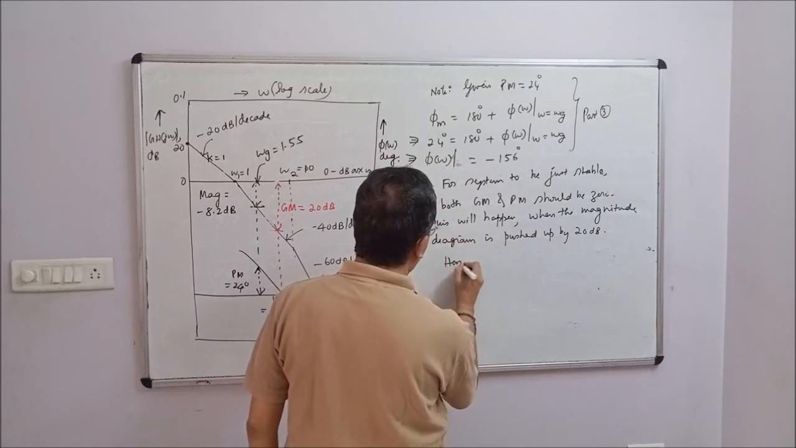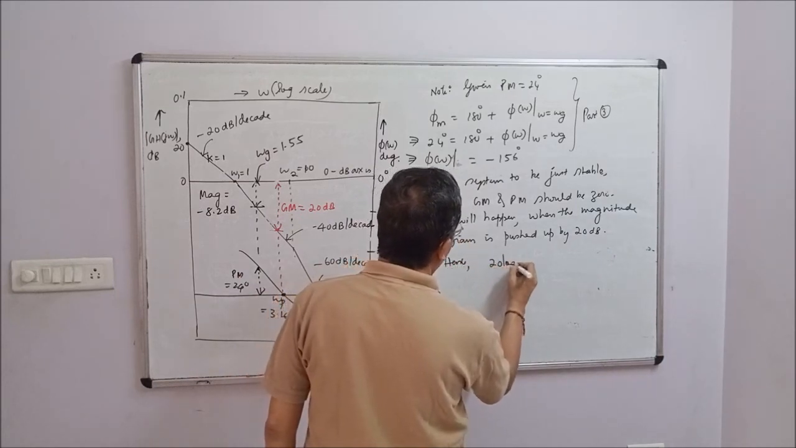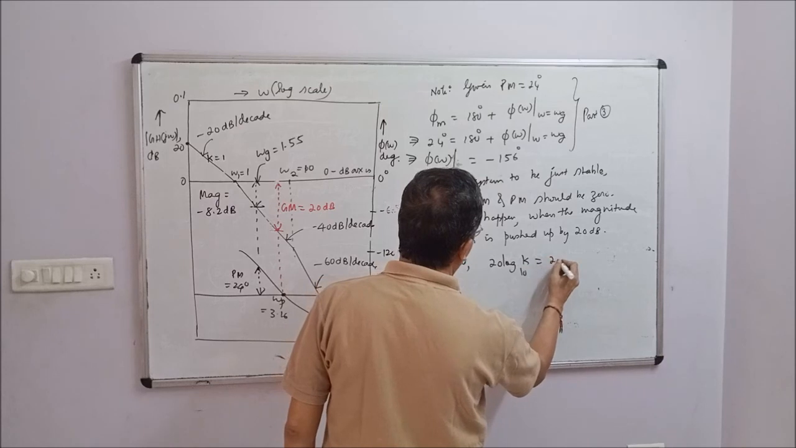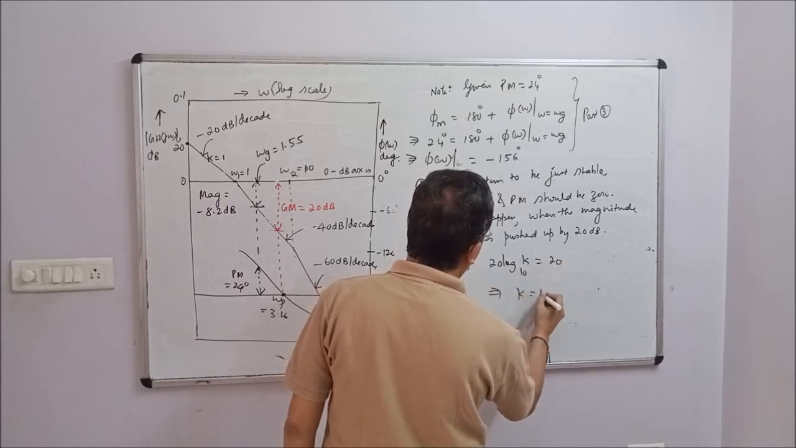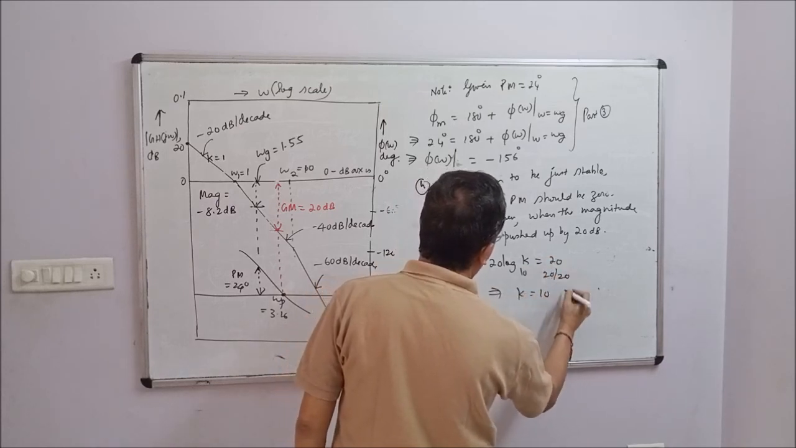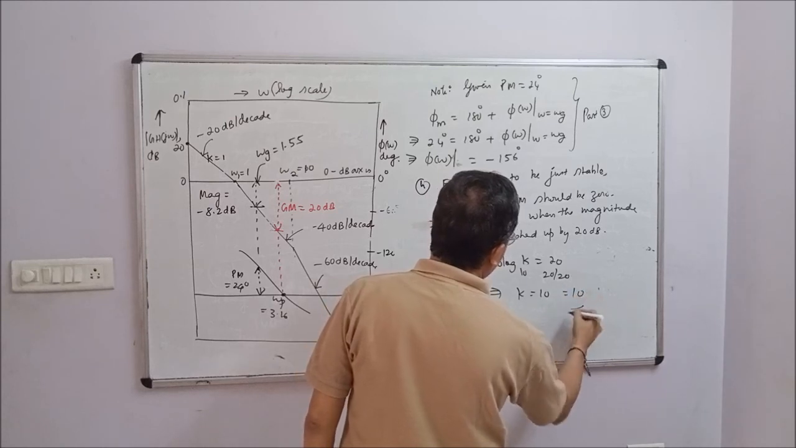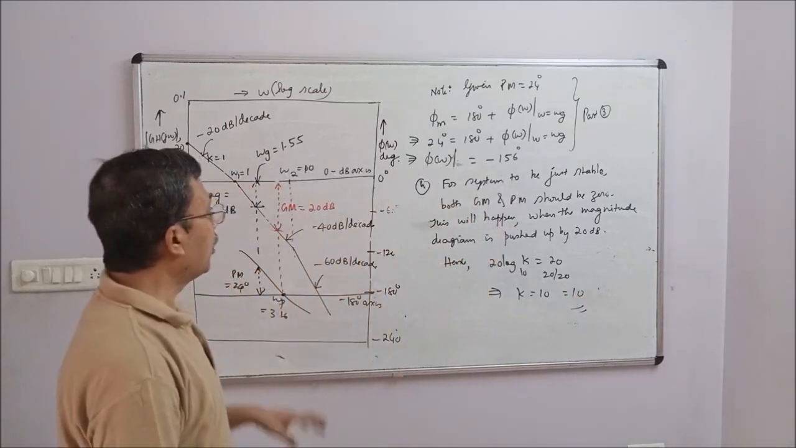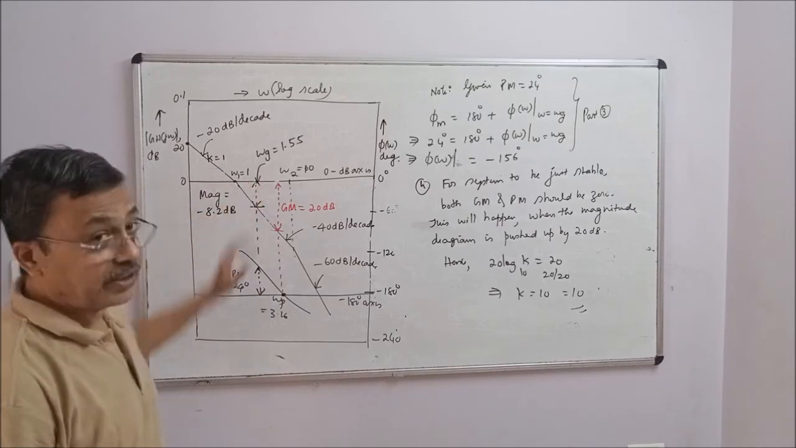Hence, 20 log k to base 10 is equal to 20. This implies k is equal to 10 to the power 20 by 20 is equal to 10. This is the end of the solution. Now this you can see on the Similoc sheet.